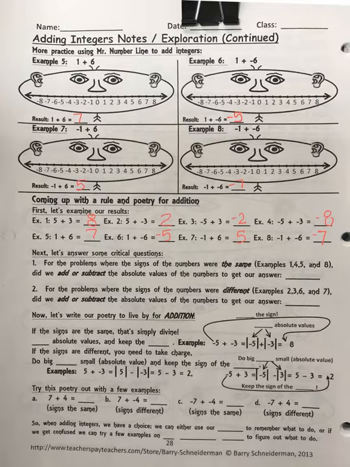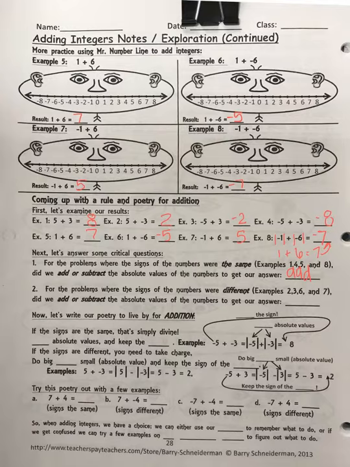So let's take number 8 as an example. If I was to take the absolute value of -1, what would that be? 1. And what's the absolute value of -6? 6. What is 1 plus 6? 7. So did we do that? Did we simply add the absolute values? Yes. So we added the absolute values. And then the sign stayed the same.